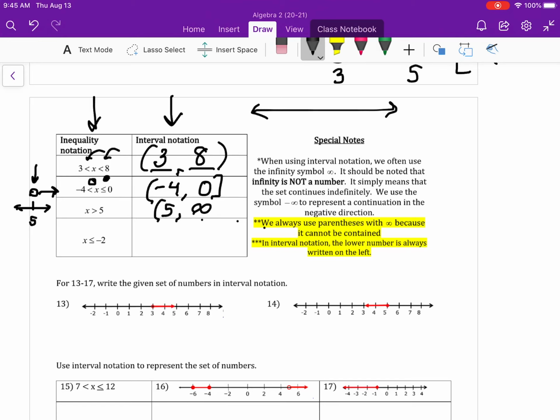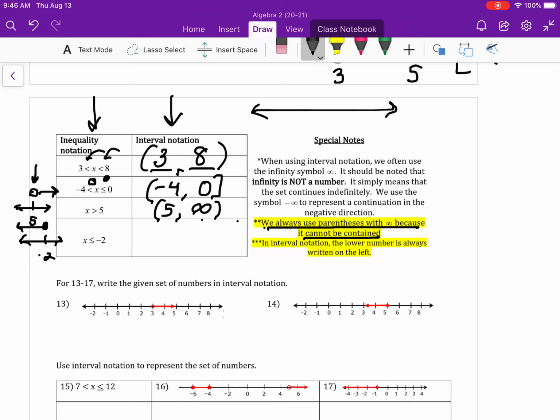Because it's an open circle, I put a parentheses around my 5, and look at this right over here. We always use parentheses with infinity, so no matter what, we'll put a parentheses around that. Last one, x is less than or equal to -2. We would have a point at -2, and it would be closed. And it's less than -2, so it goes to the left.